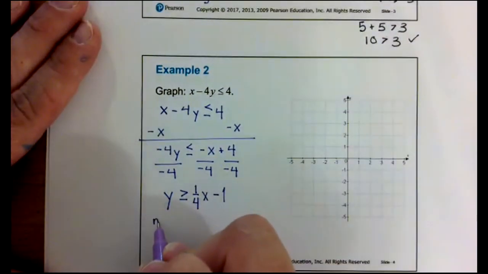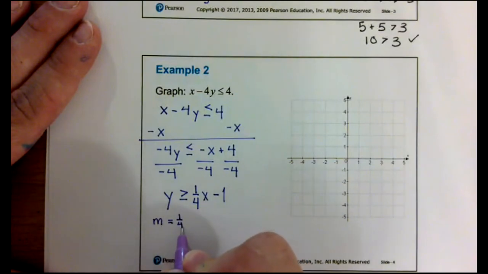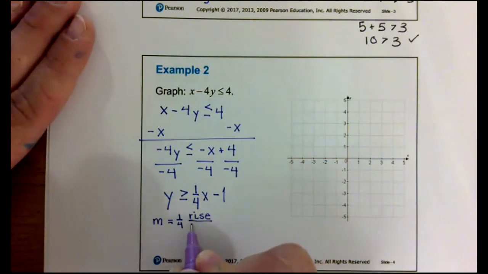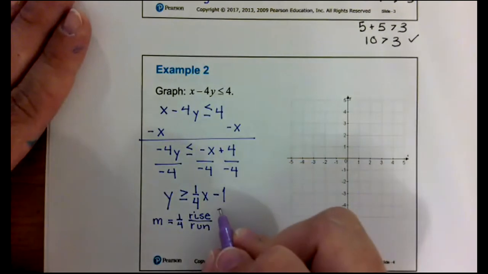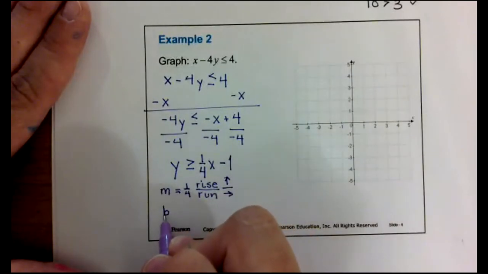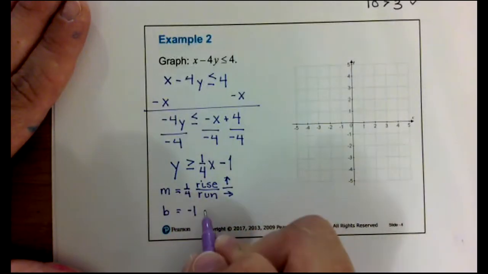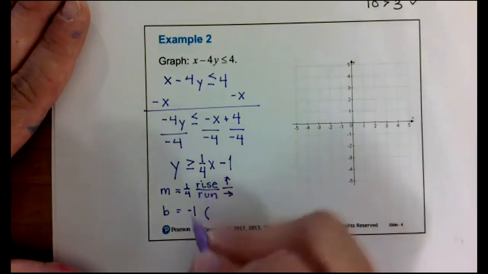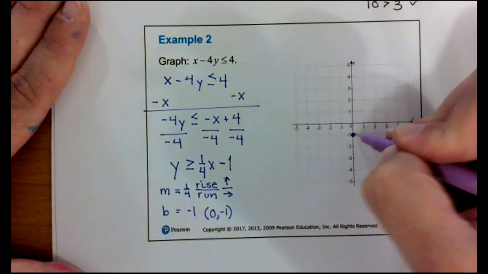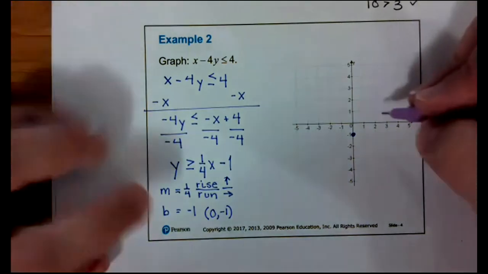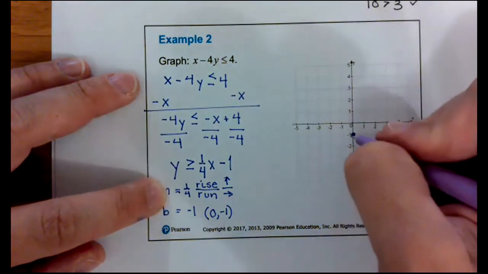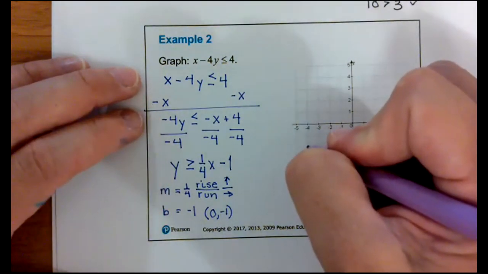My slope is 1/4. That means I go up 1, right 4. Up 1, right 4. My y-intercept is -1, so that means I start at 0, -1. 0 on the x, -1 on the y. I cross the y-axis at -1. Now I go up 1, right 4, or I could go down 1 to the left 4.